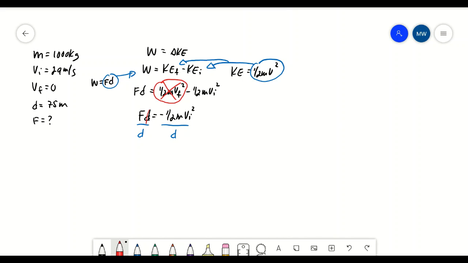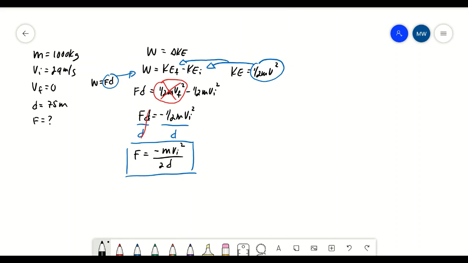We can see that it cancels over here. F equals, I still have that minus. I have mv initial squared over 2 times my distance. So this is the equation that solves this practice problem. You might be thinking, well, what about the 1/2? Well, it's right here. Right here is the 2 and the 1/2. The 1 is up here, but remember, we don't write a 1 in front of the variables.